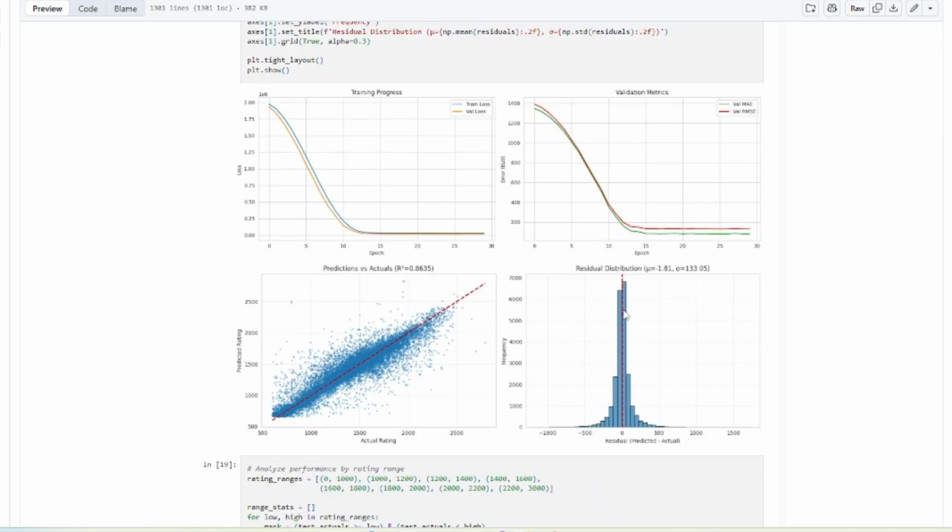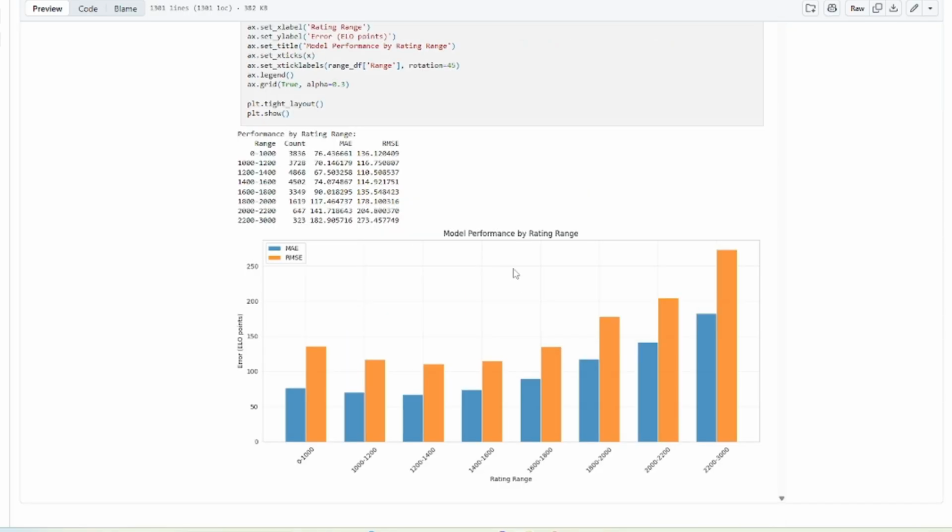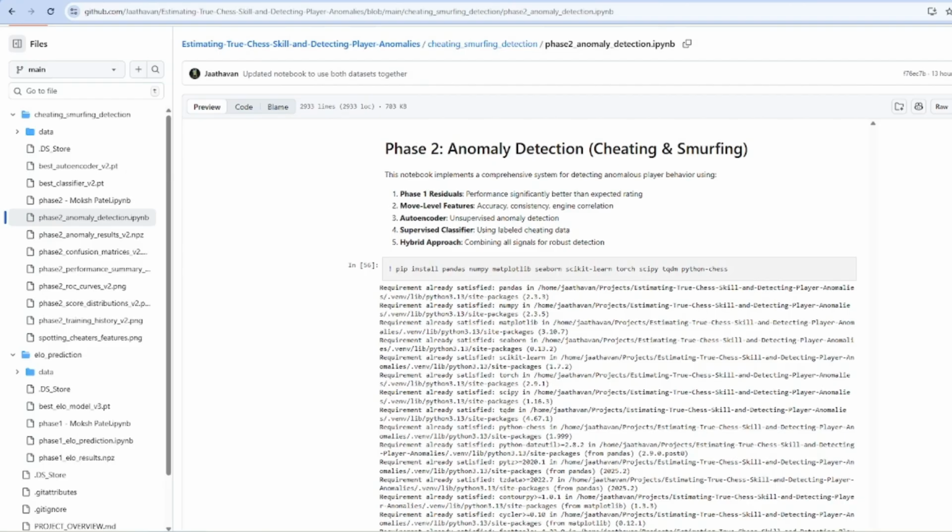Here, the plot shows the residuals are tightly centered around 0 with a small spread, meaning that the model is generally accurate and does not show strong systematic bias. This chart here shows that the prediction error increases as player rating increases, meaning the model performs best on lower rated players and struggles more with higher rated players.